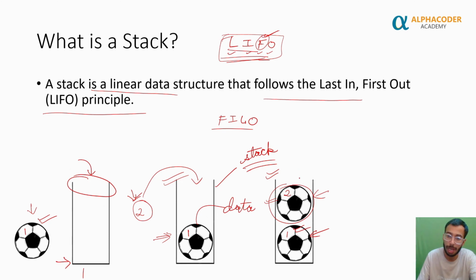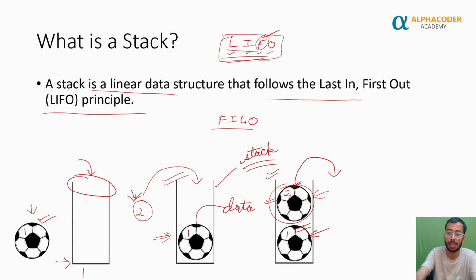Now, let's say this glass, this one-sided pipe, is full. Now I want to take out a ball. Which ball will come out first? You can pause the video and think about it. If you have thought about this, obviously ball number 2 will come out first, and then ball number 1 will come out, right?